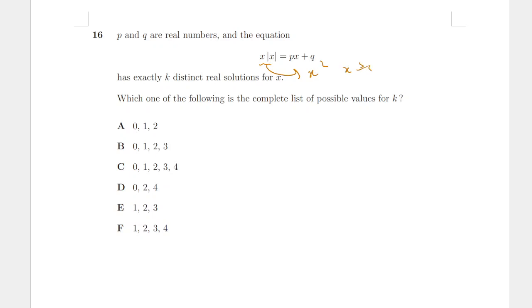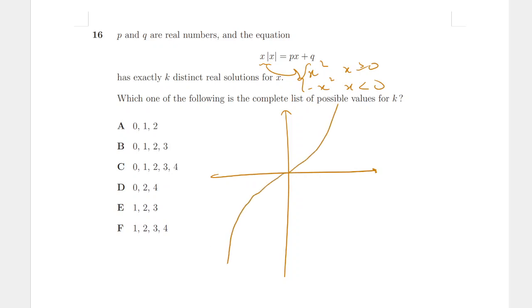What happens when x is negative? Then it's just negative x squared. So that is actually not too bad. It's just a piecewise defined function, which is perfectly continuous. So let's do this. How do I draw this? Positive x squared, negative x squared. All right, so a perfectly odd function.